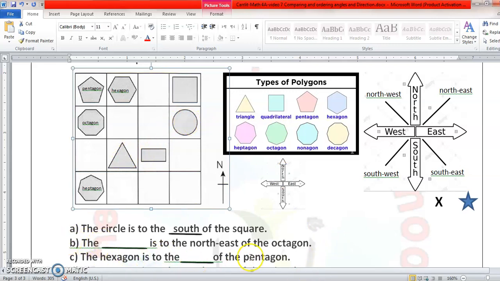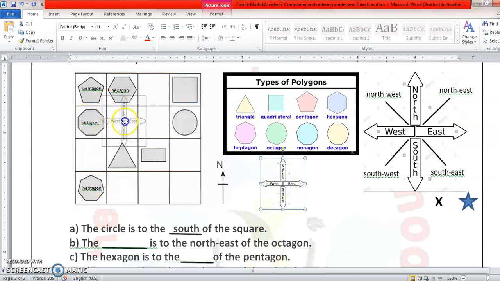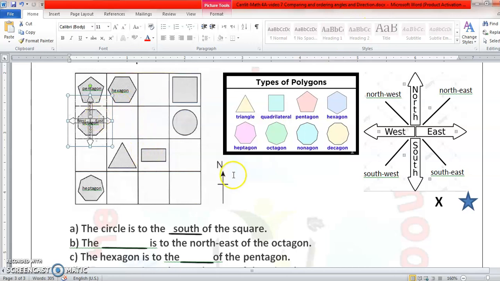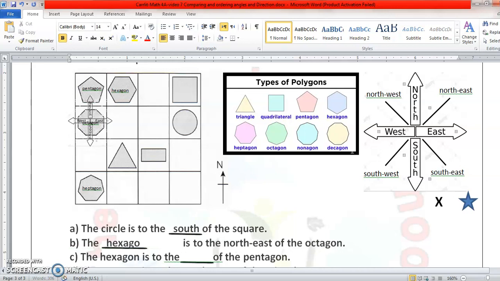The blank is the northeast of the octagon. Octagon, we put it here. Northeast of octagon. So what is it? Northeast, like this. So hexagon is the northeast. Hexagon. Okay.